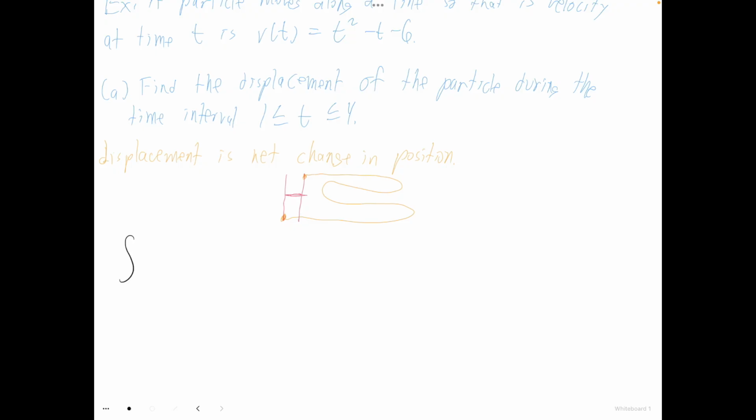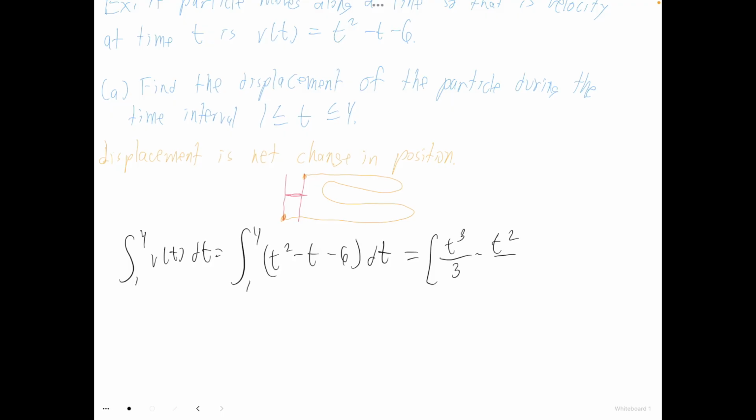And so we take the integral from 1 to 4 of the velocity function. So we go from 1 to 4. The velocity function is t squared minus t minus 6. So that's what we need to take the antiderivative of. And so we're going to have t cubed divided by 3 minus t squared divided by 2 minus 6t from 1 to 4.